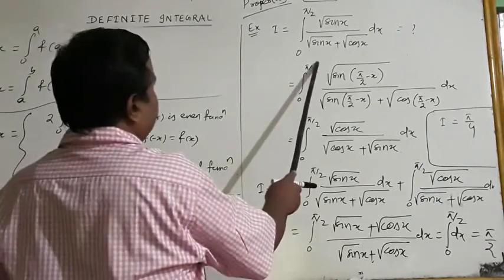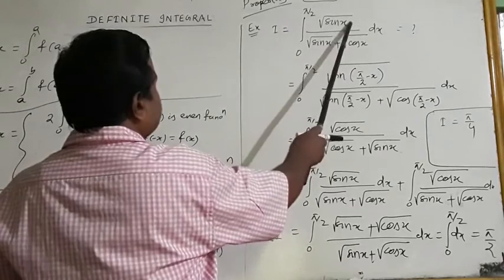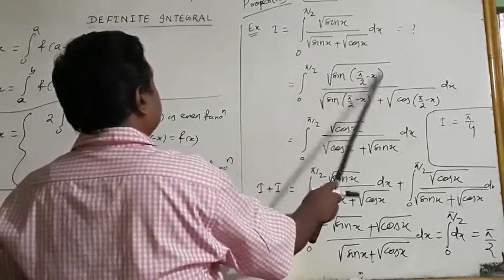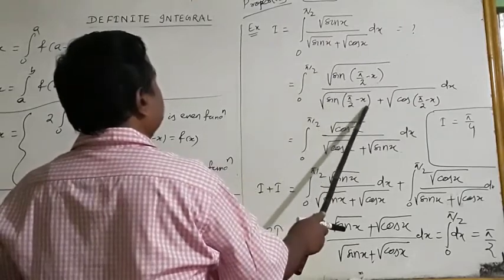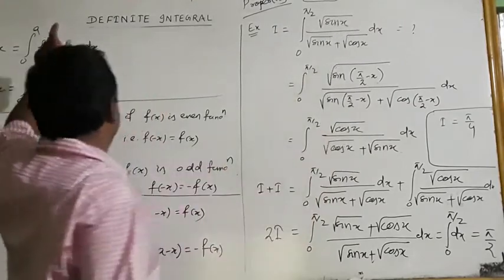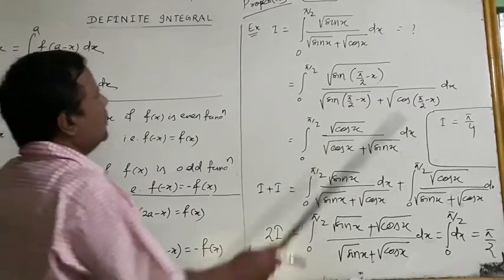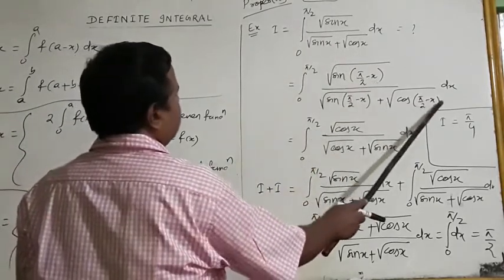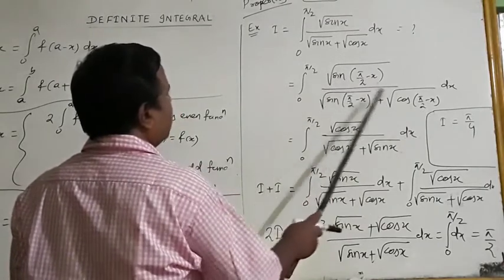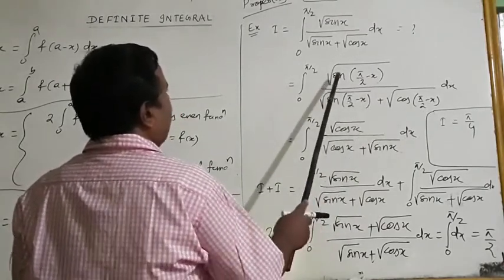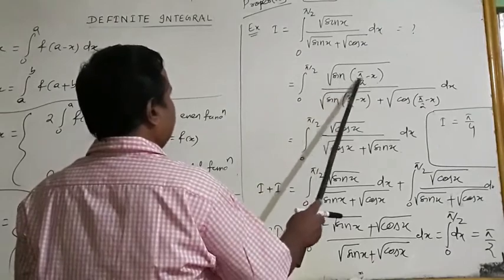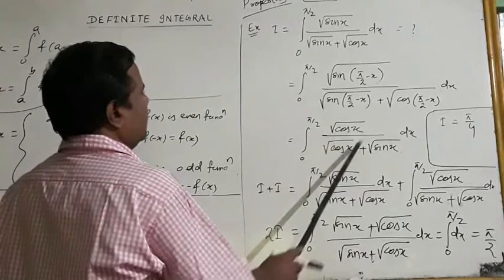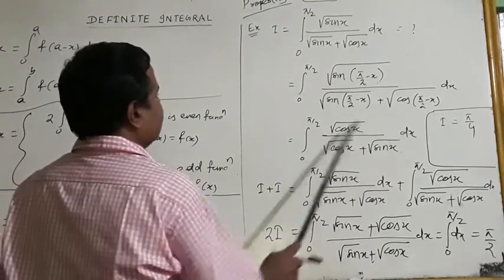So from 0 to pi by 2, in place of x, you have to put pi by 2 minus x. Then root sin(pi by 2 minus x) over root sin(pi by 2 minus x) plus root cos(pi by 2 minus x), dx. And we know sin(pi by 2 minus x) is cos x. So it is root cos x over root cos x plus root sin x, dx, from 0 to pi by 2.